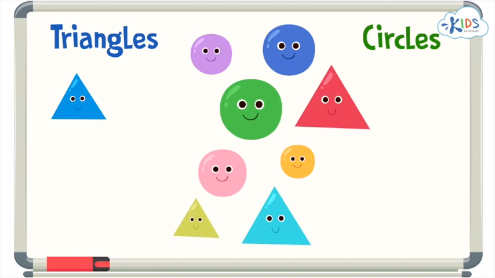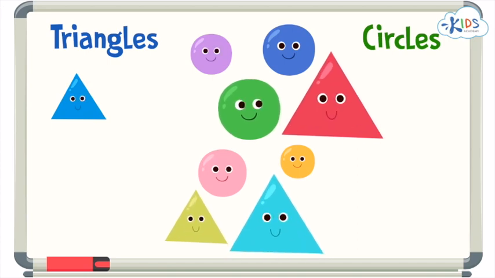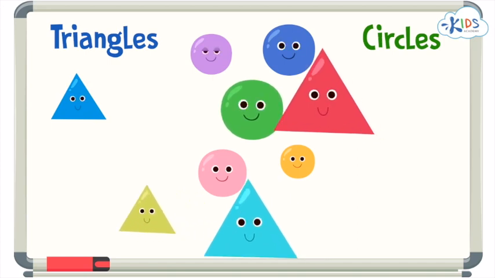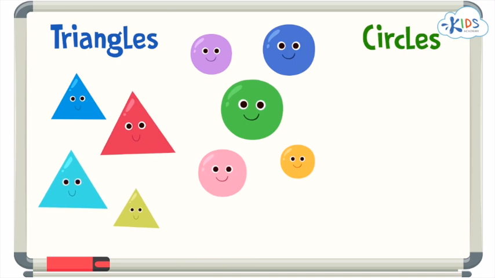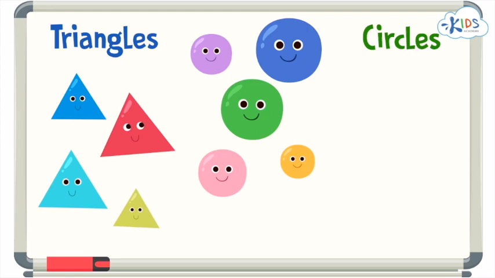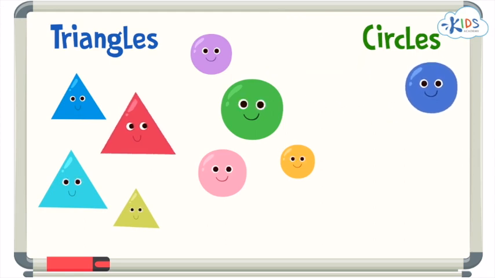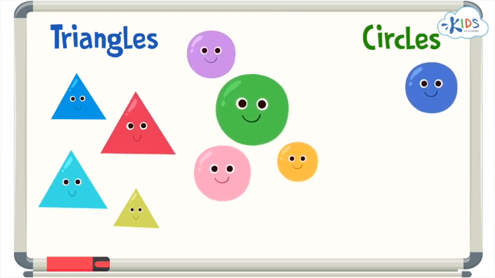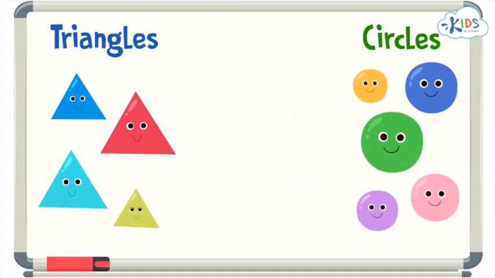Okay, here's the answer. Here's the other triangles. Let's put them all in the group for triangles. Now we can find all the circles. Here's the first circle. Let's put it in the group for circles. And here's the rest of the circles. They all belong in the group for circles too.